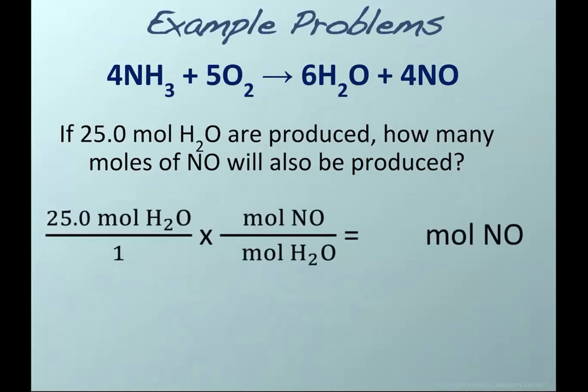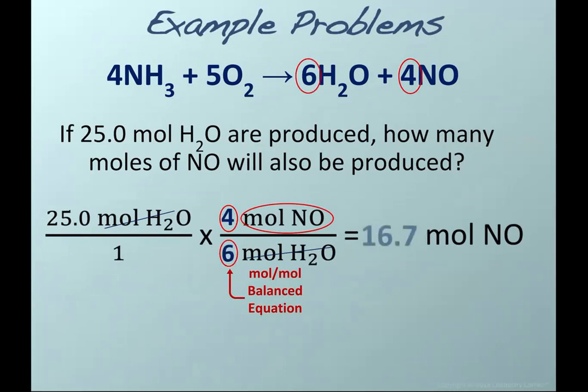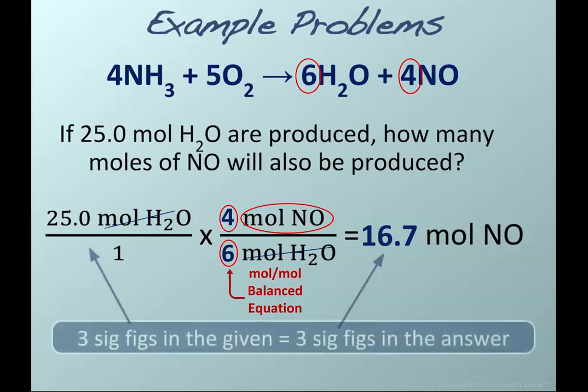We got to put in our conversion factors there from our balanced equation. So those are going to cancel. We're going to put 4 NOs and 6 H2Os. Put that in your calculator and you'll get 16.7 moles of NO. 3 sig figs in the given, 3 sig figs in the answer.